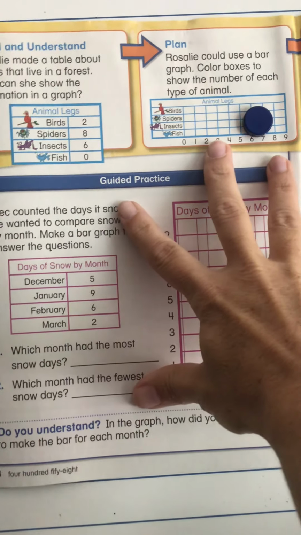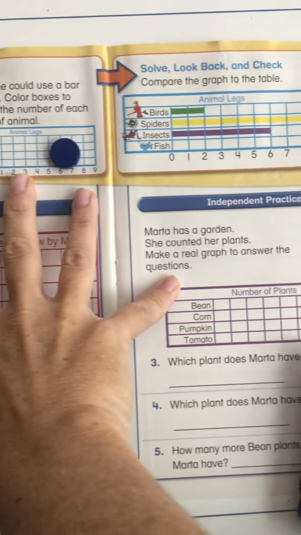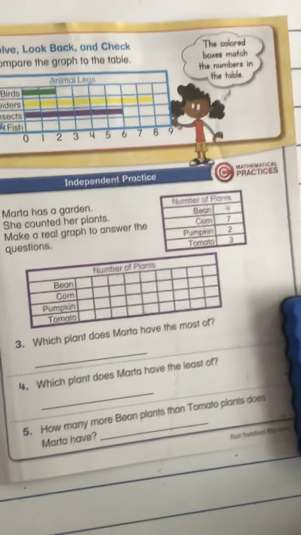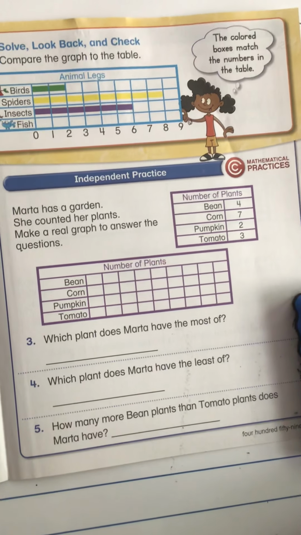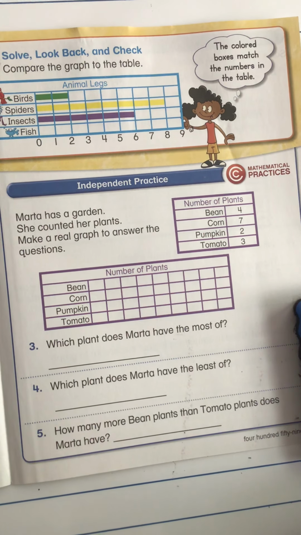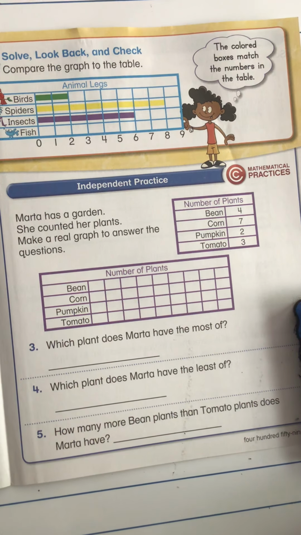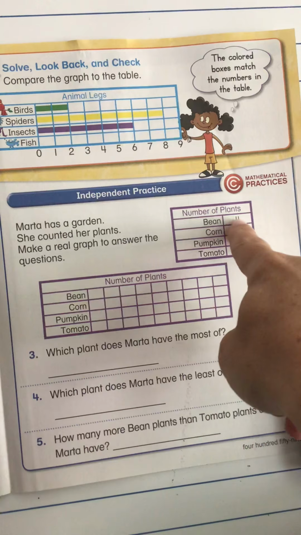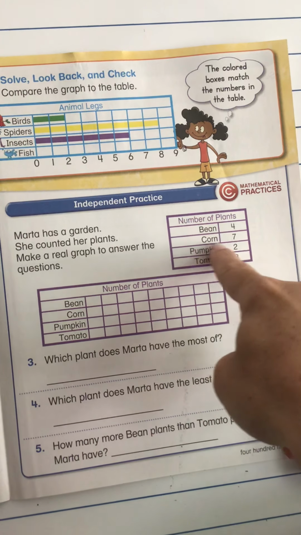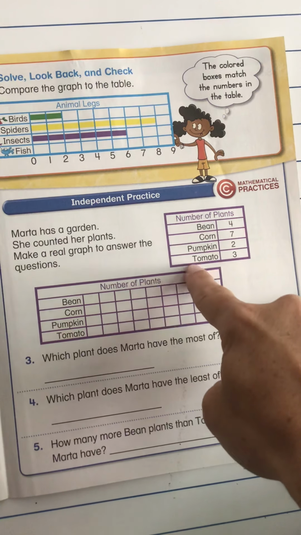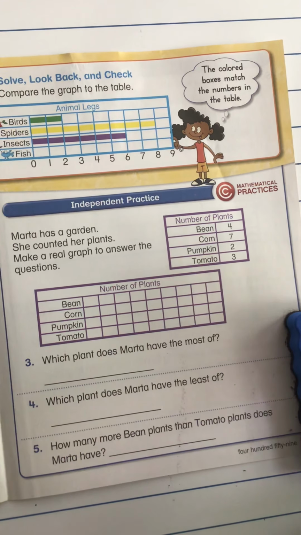Okay, when we are ready, let's look over on this side. We are making now a graph that tells about a garden. It says Marta has a garden. She counted her plants. Make a real graph to answer the question. So we've got number of plants. Bean plants has 4. Corn plants has 7. Pumpkin plants have 2. And tomato plants has 3.